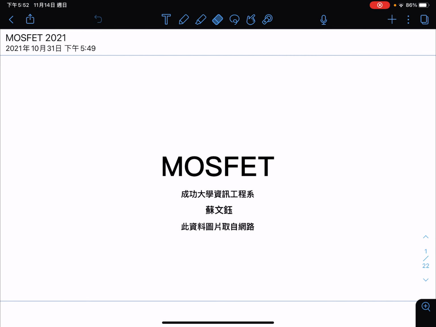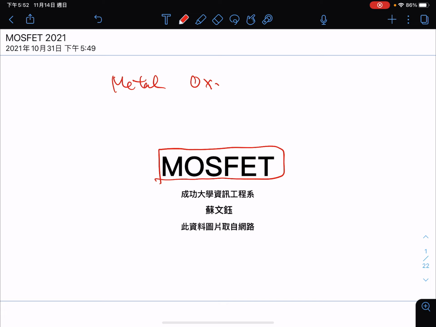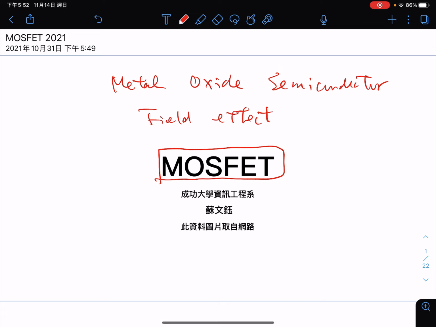Today we are going to introduce the so-called MOSFET. It stands for metal oxide semiconductor field effect transistor.